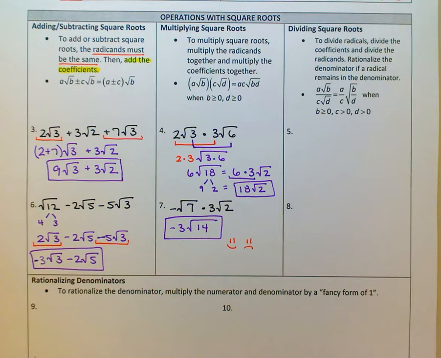All right, lastly, dividing square roots. When we divide them, we have to make sure that we don't end up with a radical in the denominator or a fraction.